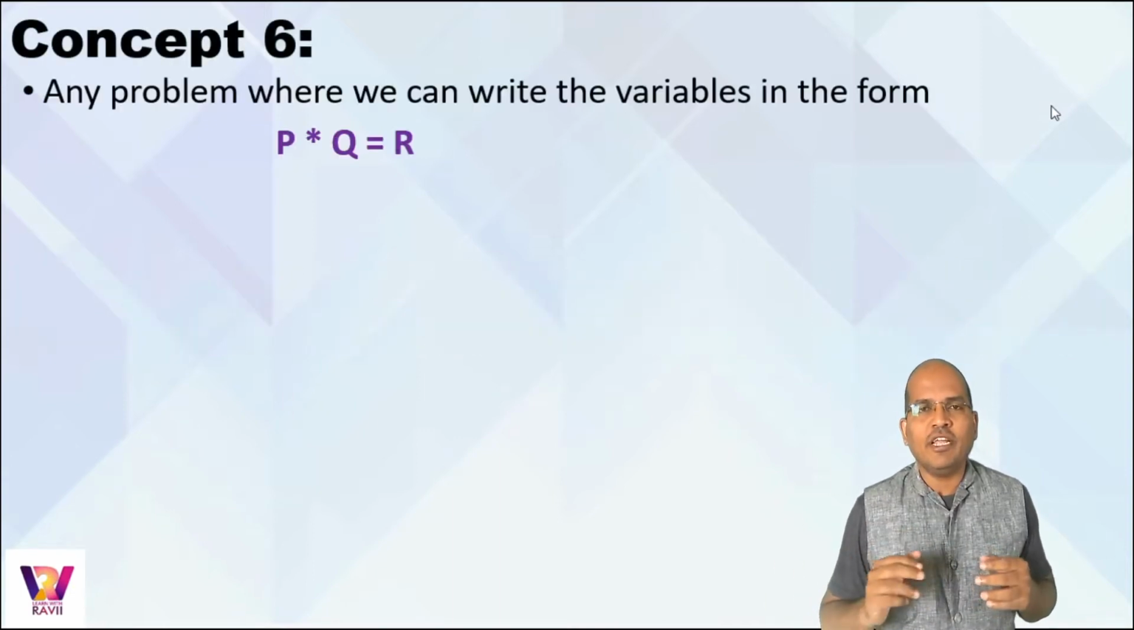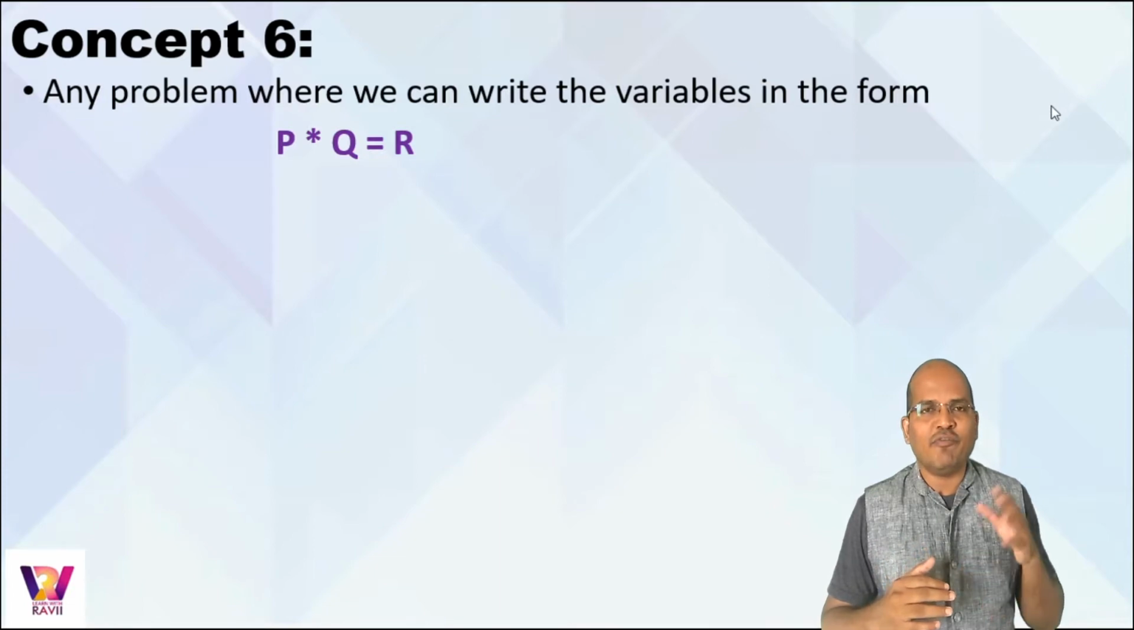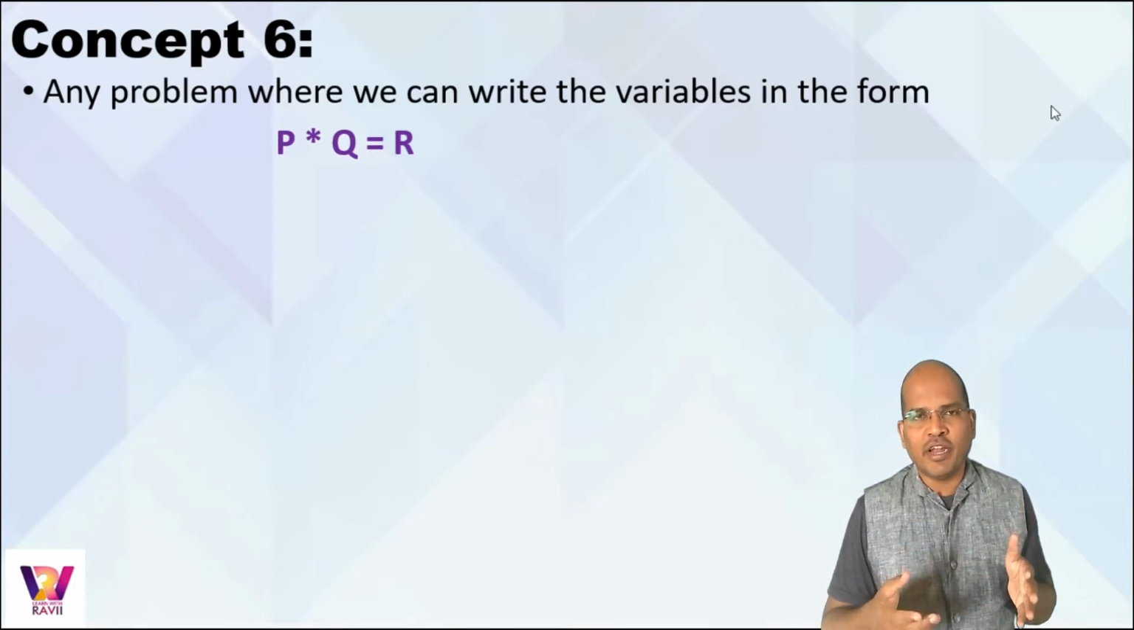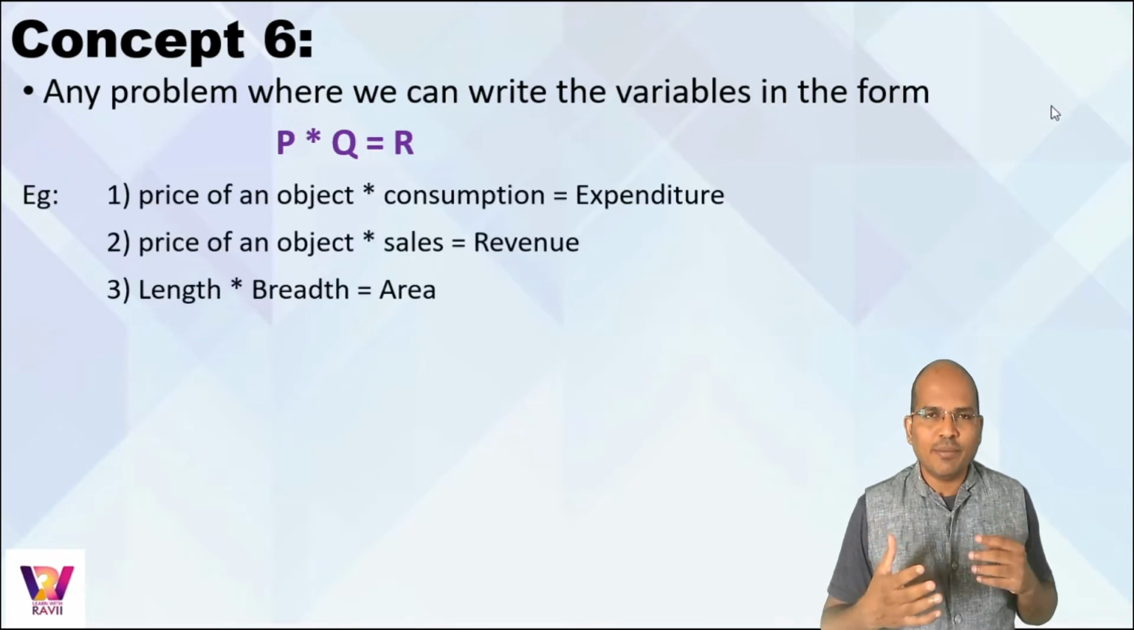In this concept, we deal with an area of the form P into Q is equal to R. In a given problem, you'll be given some entities of the form P times Q is R, and if P gets modified, Q gets modified, then obviously R will get modified, isn't it? Examples of P times Q is R are price of an object into consumption is expenditure, price of an object into sales is revenue, length into breadth is area.